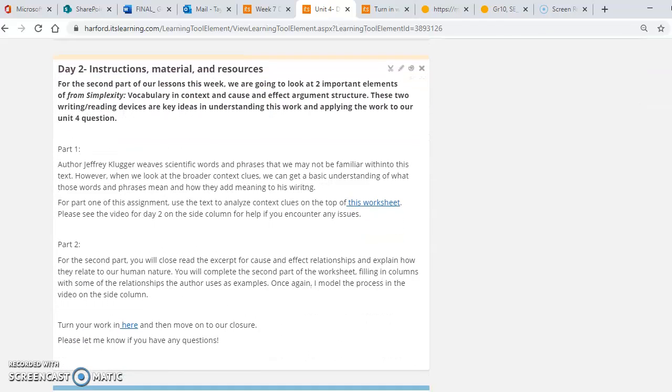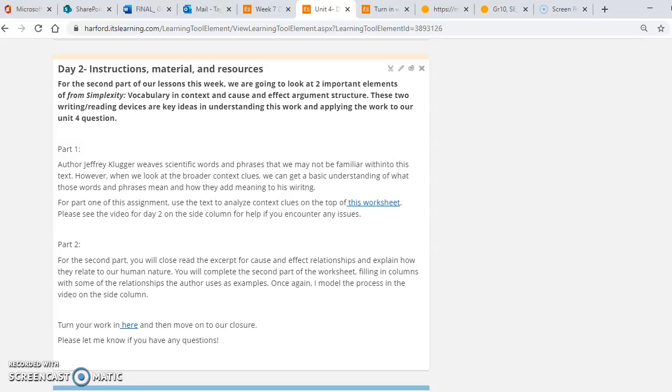So for day 2, the second part of our lessons this week, we're going to be looking at 2 important elements from Simplexity: vocabulary and context, and cause and effect argument structure. These 2 writing and reading devices are key ideas in understanding this work and applying this work to our Unit 4 question.